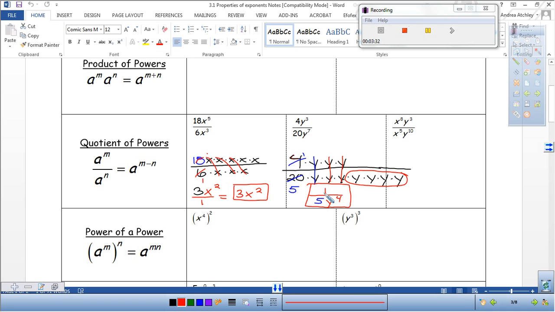But the key here is that you know where your variables go. Do they go on the top or on the bottom? Because that's going to be a common mistake. You're just going to move this all up and all of a sudden it's going to be magically 5y to the 4th. It's 1 over 5y to the 4th, which is very different.